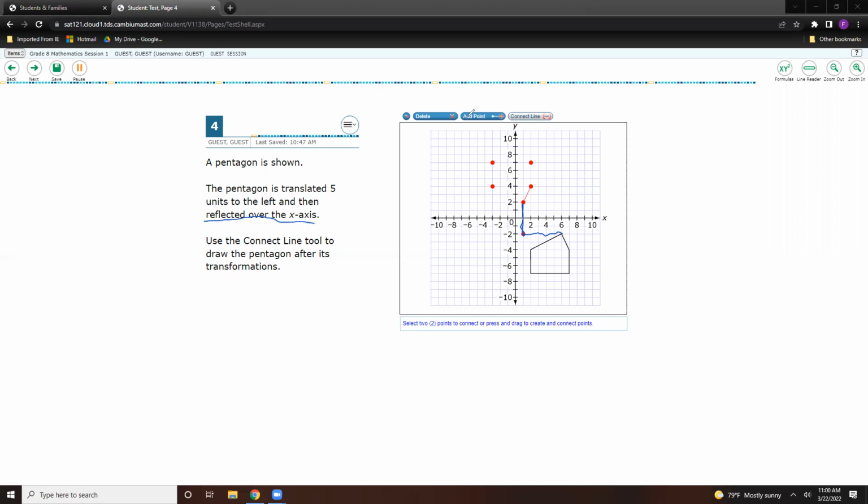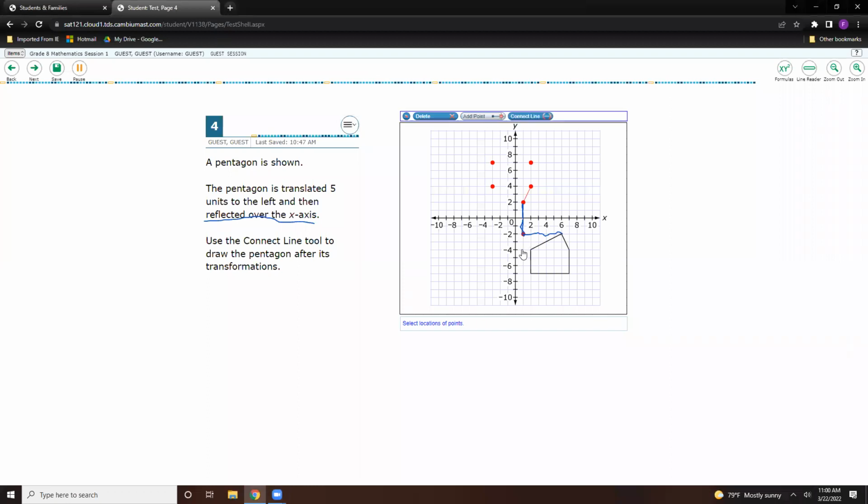And so using these tools, we have adding points. So that's the original translation. And the connect line right here allows us to do just that. Connect lines between 2 points. And so that's our answer.